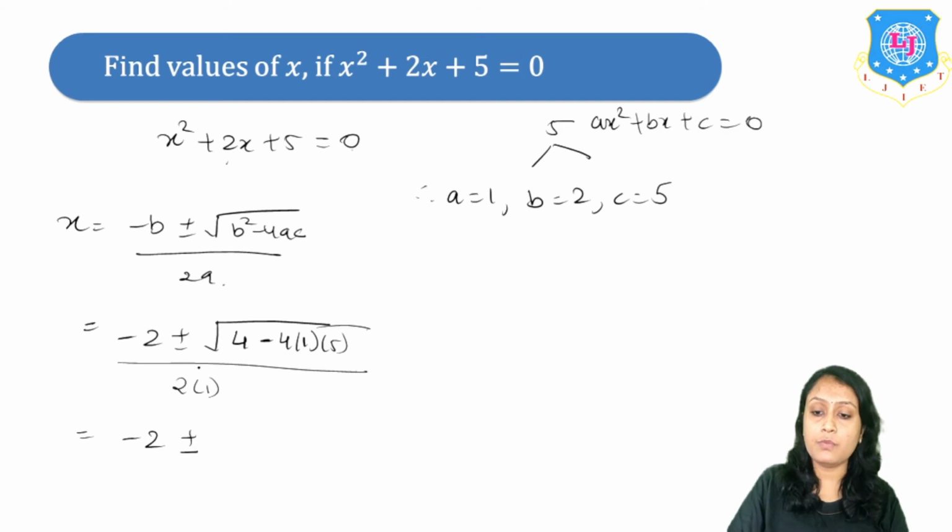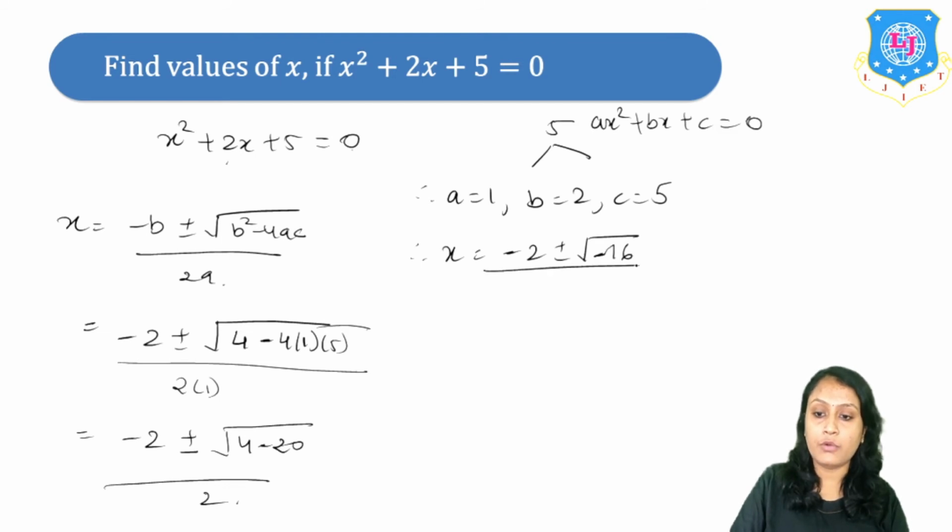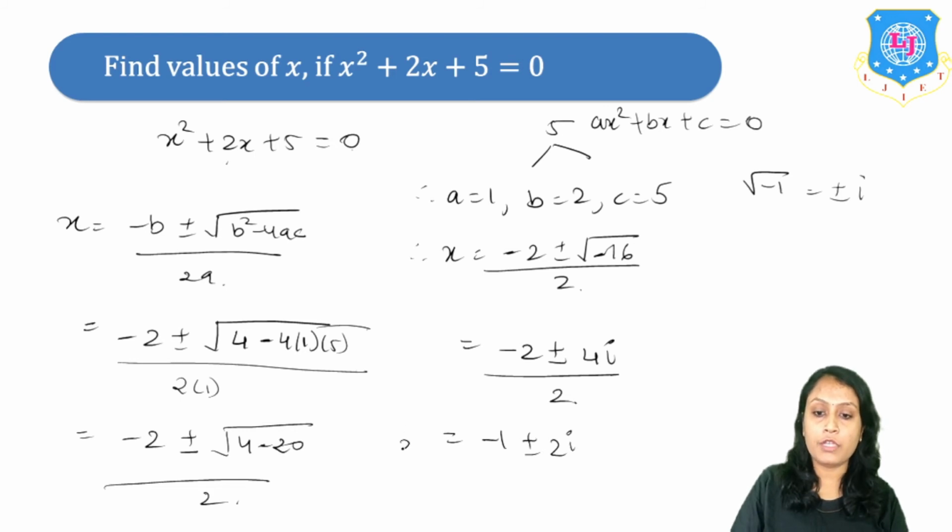So this is minus 2 plus or minus under root 4 minus 20 upon 2. Okay, so the answer is x is minus 2 plus or minus under root minus 16 upon 2. Now we know that under root minus 1 is plus or minus i. So we'll substitute over here minus 2 plus or minus i, and under root 16 will give you 4. So 4i upon 2. You can take out 2 common and cancel. So minus 1 plus or minus 2i. Okay, so this is the answer of x.